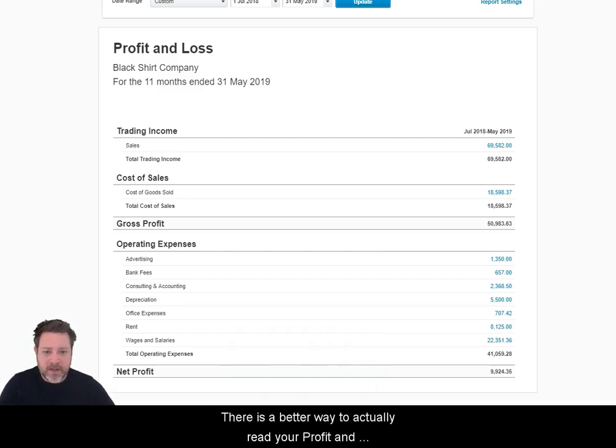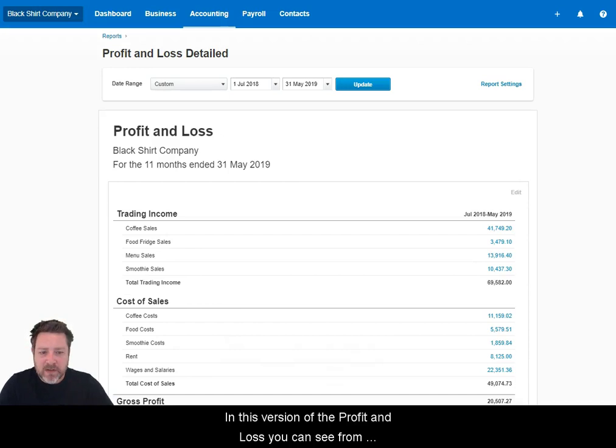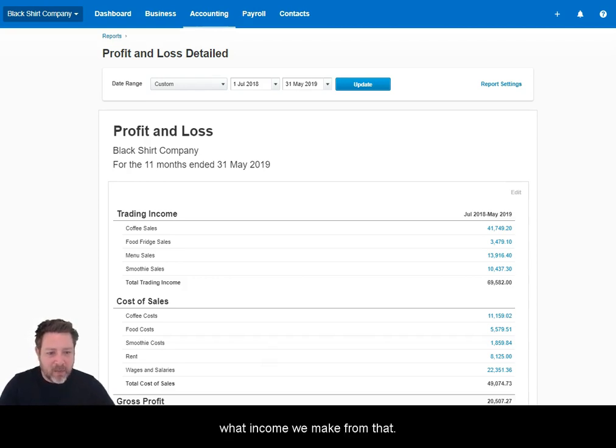There is a better way to actually read your profit and loss, and that is to detail it out, to split out all of our items. In this version of the profit and loss, you can see from our cafe, from our black shirt company, that we have coffee, food fridge sales, menu sales, smoothie sales. All of those combined make up our total sales. But we can see each element of what we sell and what income we make from that.